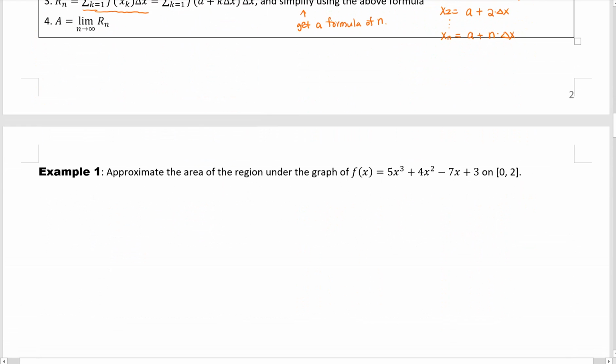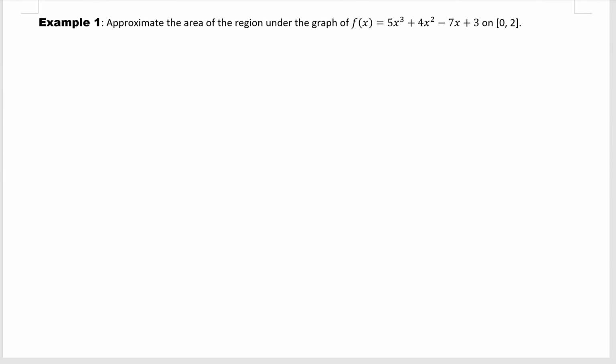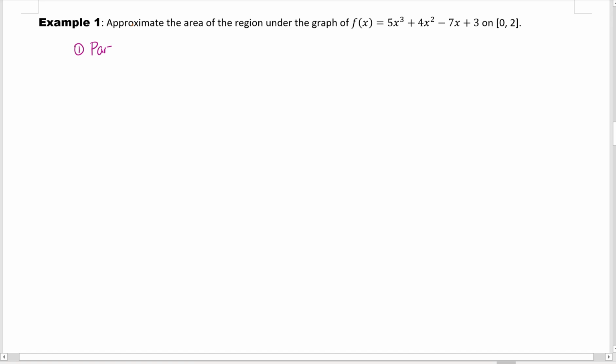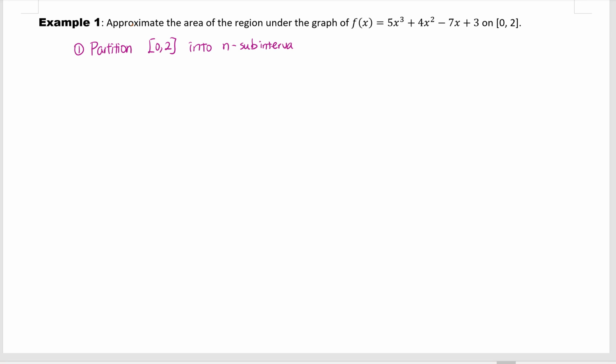So let's follow those 4 steps and work on this example. First step, what is the interval? Okay, so first step, we want to partition the interval 0 to 2 into n subintervals. Let's draw a picture here. We have 0 and 2. We want to cut it into n subintervals. So this is x0, this is x1, x2, this is x sub n. Then change of x. What's the change of x? It is b minus a over n, so 2 minus 0 over n. So that is 2 over n. Okay, so that is the first step.